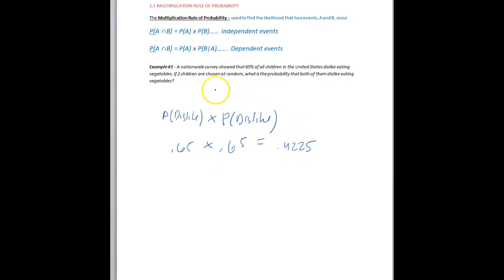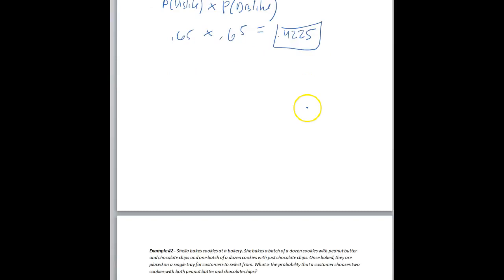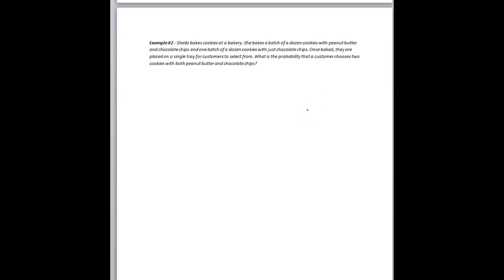0.4225. So these would be independent events, right? These kids have nothing to do with each other, but they fall under the same distribution of 65% of them not liking vegetables. So the probability that they both don't like vegetables is 0.4225. And that's it. That's the rule for independent events, because each child doesn't depend on the other. Now we're going to see something that has to do with dependent events.